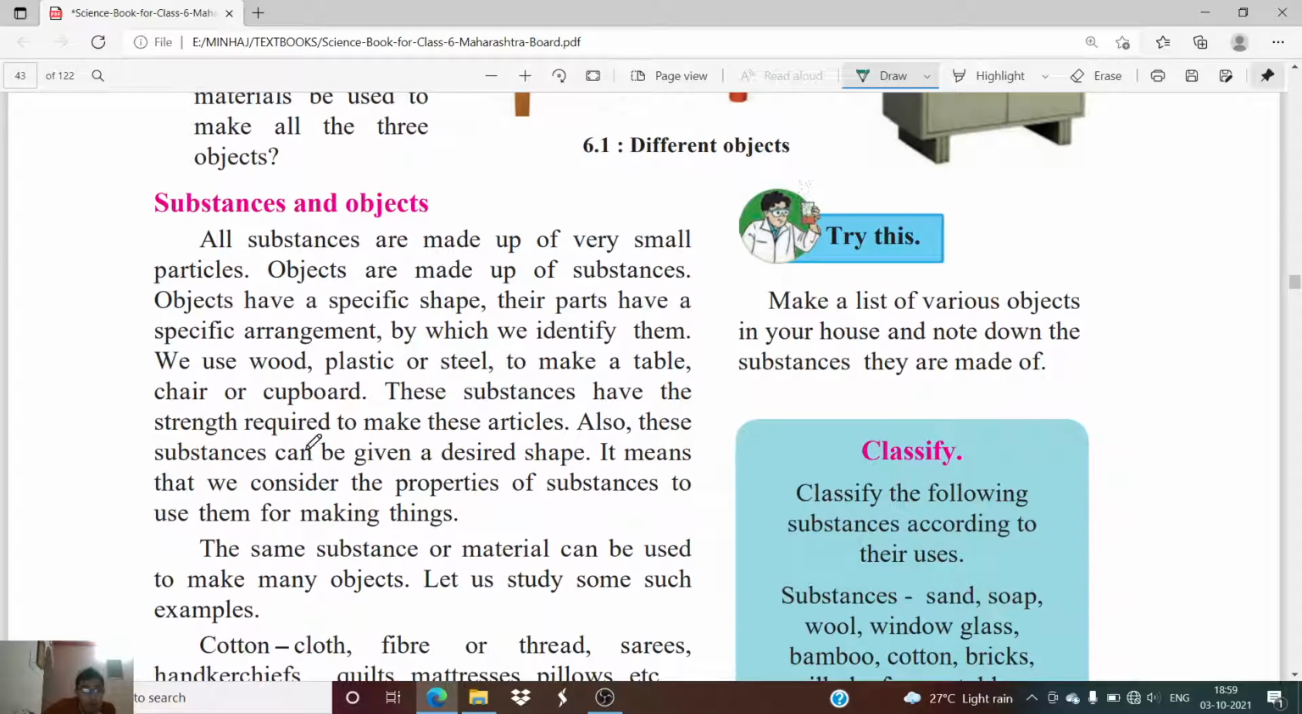Now, also these substances can be given a desired shape. You can give any kind of shape you want to a wood or a plastic or a steel or any other metal. You can mold them, and you can make any object using those substances. It means that we consider the properties of substances to use them for making things.